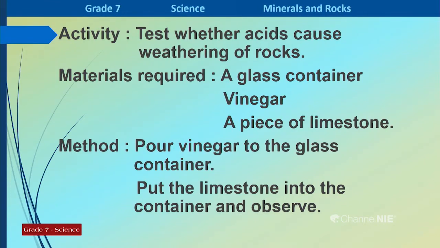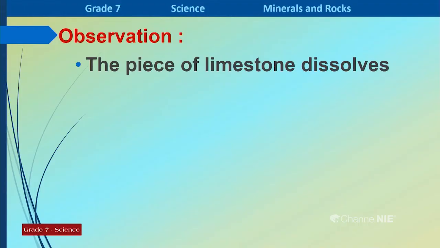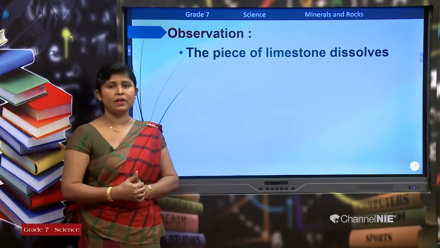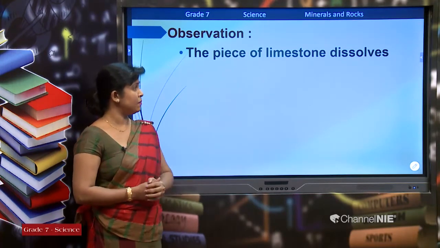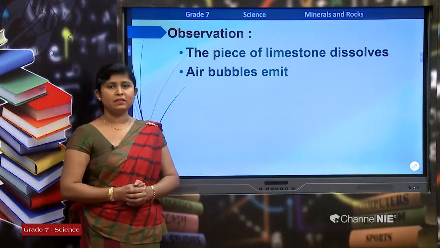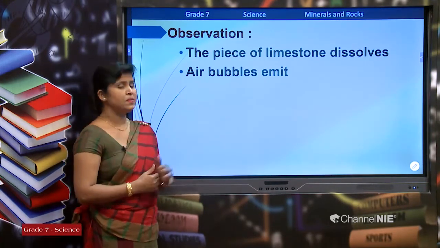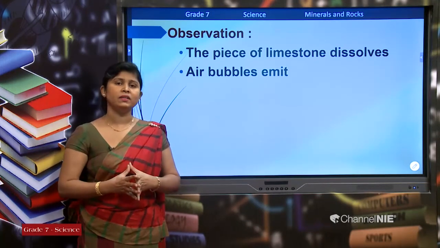Let us see the observation. The observation is the piece of limestone dissolves. Yes, the pieces of limestone are dissolving. You observe that there was a chemical reaction taking place, and as a result of that chemical reaction, the air bubbles were releasing and the pieces of limestone dissolved. Actually, these two observations prove to us that there was a chemical reaction taking place.